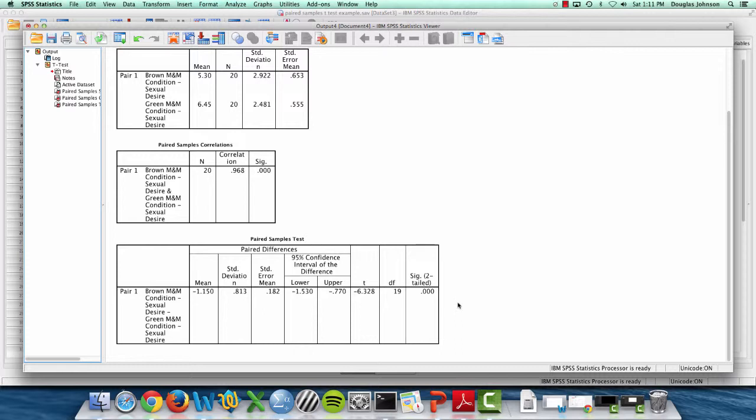And isn't that always the case, that our intuition and our social knowledge fits with real data? So you can look at these and easily report that green M&Ms are associated with stronger sexual desire than brown. In fact, you could go further than that. Our study was a true experiment. You could say that the M&M color here caused changes in sexual desire.